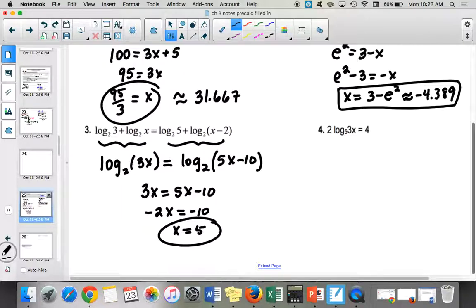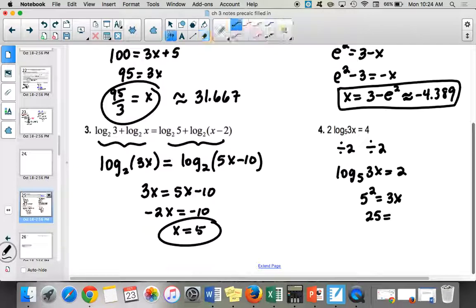All right, so this next one, I can bring the 2 up as a power if I want to. But again, overcomplicating things. We don't have to do that. We can just divide the 2 over. So if I divide 2 over, I get log base 5 of 3x equals 2. So 5 squared equals 3x. So 25 equals 3x, which means x is equal to 25 over 3. What is that, like 8 1/3? So if you found the decimal approximation, it'd be like 8.333.